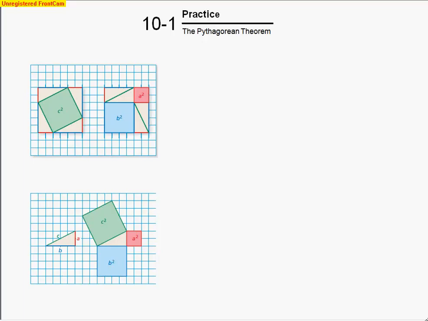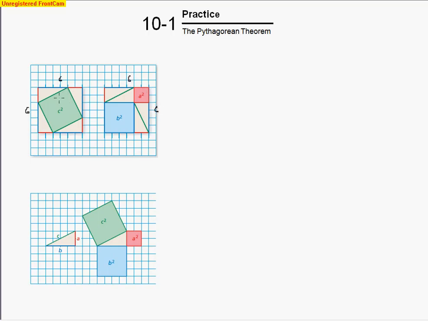This is the tutorial for Chapter 10, Section 1, titled The Pythagorean Theorem. So let's take a look at how it comes about. We look at these two different squares, and the first thing I notice about these squares is that they have the same area. For instance, this square here is 6 by 6. This square is also a 6 by 6 square.